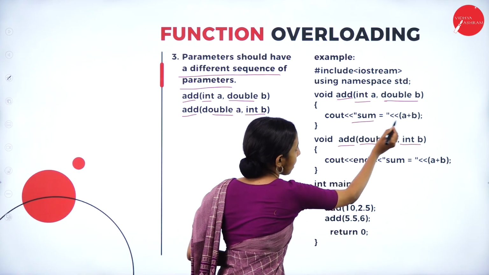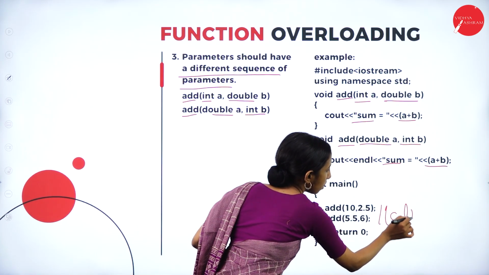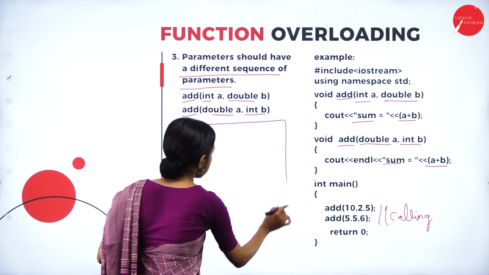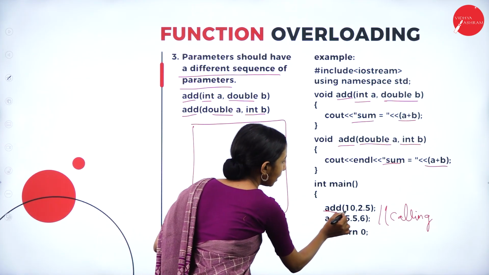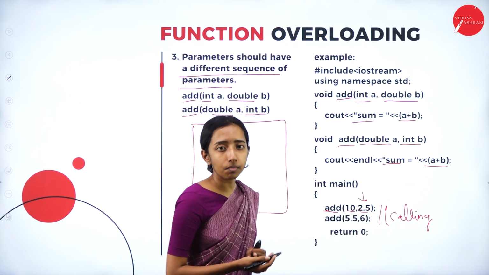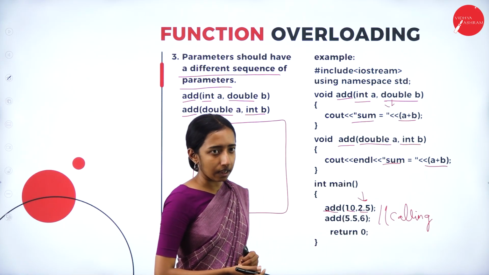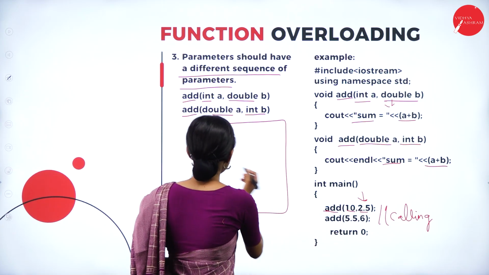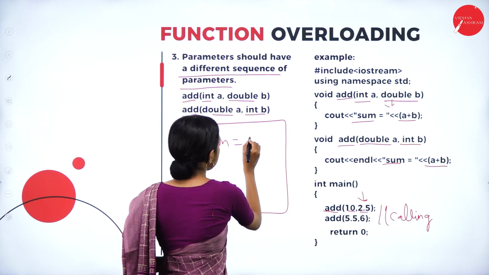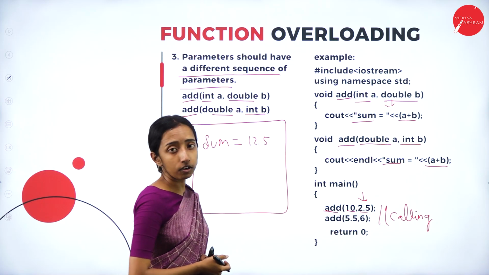Again the sum is A plus B, sum is A plus B. Here we are calling the function. In the output screen, the first function is add 10, 2.5. Why have we taken a decimal number? Because we are passing the parameter in a double data type. So we have 2.5, and in the output screen we will have sum equals 12.5.